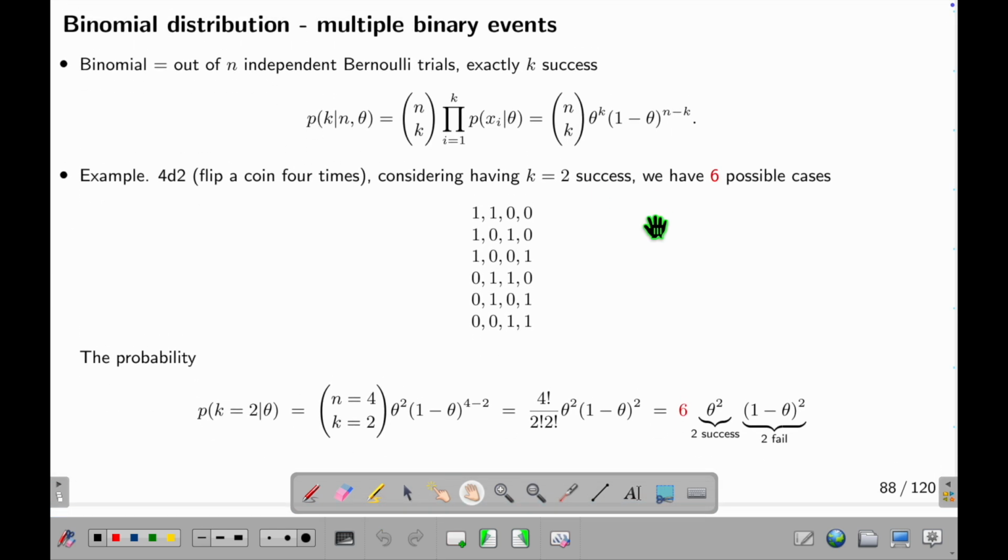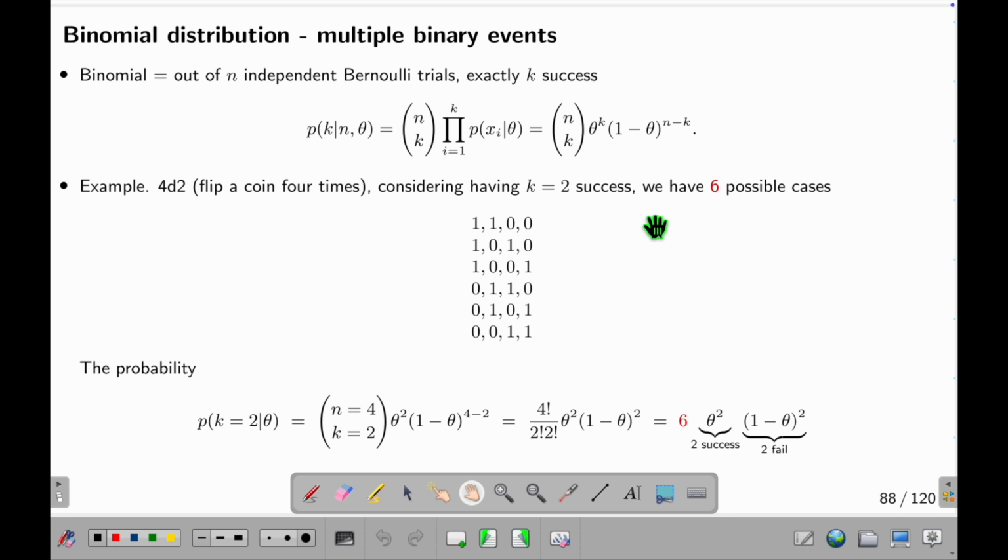Then what about the next one? Well, if you flip many coins at the same time, you get binomial. Let's recap what this is. 4D2. Flip a coin 4 times. 2 means you have 2 outcomes. I'm not going to ask you this D&D terminology in the exam, don't worry. Okay?